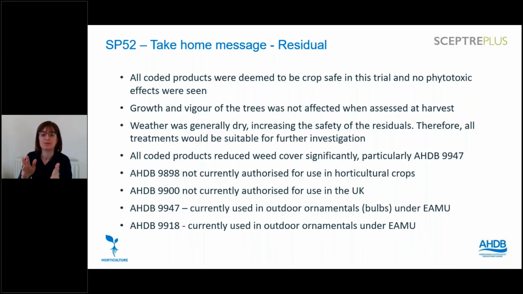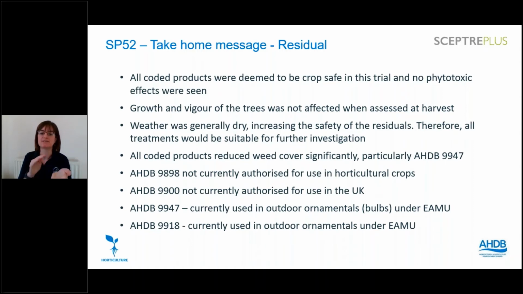All of these coded products did reduce the weed cover significantly, so really promising in terms of their efficacy, particularly 9947. That's a product that is already currently authorised for use in other horticultural crops, mainly in outdoor ornamentals under an EAMU. So there is the hope that if this product is promising and can be brought forwards into use on tree fruit, the fact that EAMU is already there could hopefully improve the speed of that process.